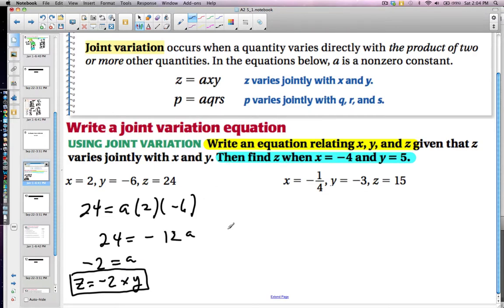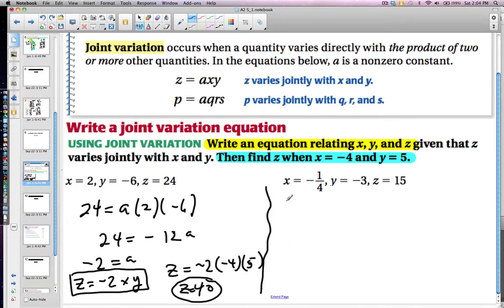And now I want to find z when x is negative 4 and y is 5. So negative 2 times negative 4 is 8. 8 times 5 is 40. Okay, so 2 separate solutions.